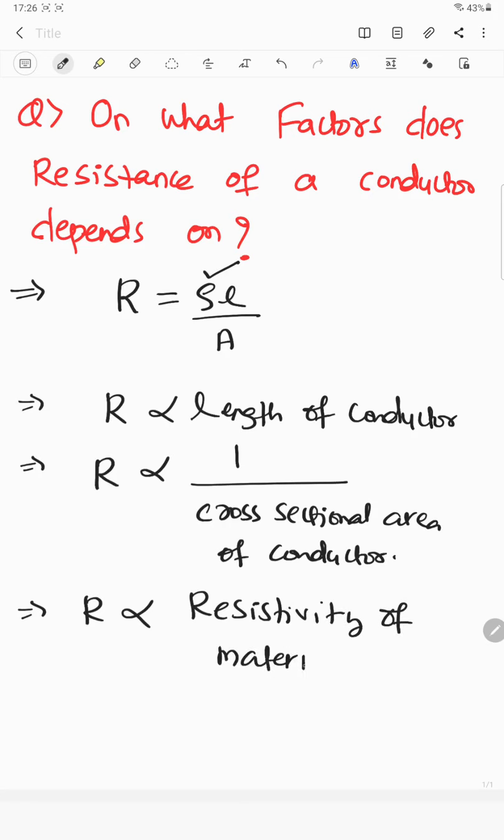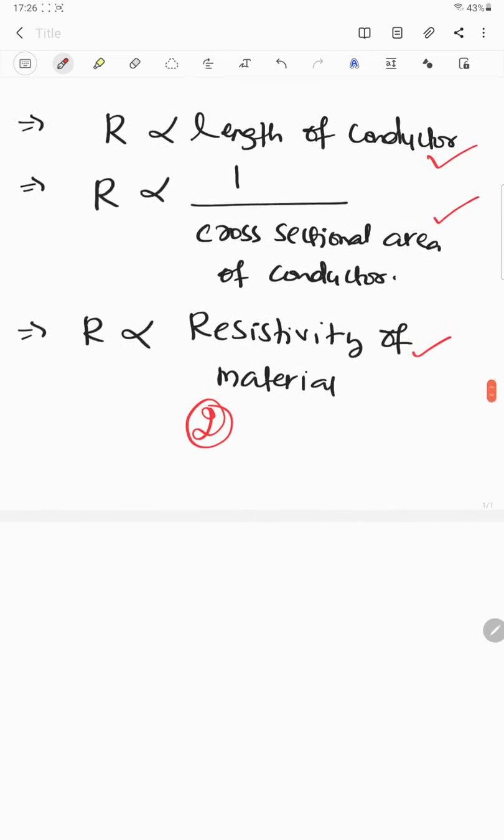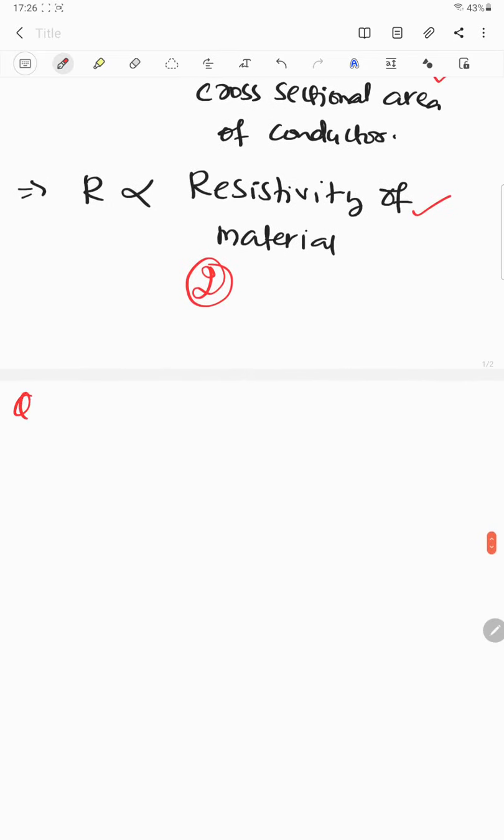You are supposed to write only these things directly. If you write like this, there is a 100% chance they will tick them immediately and offer you 2 marks, right? All right. Now similarly, if they ask you one more question, what is that?